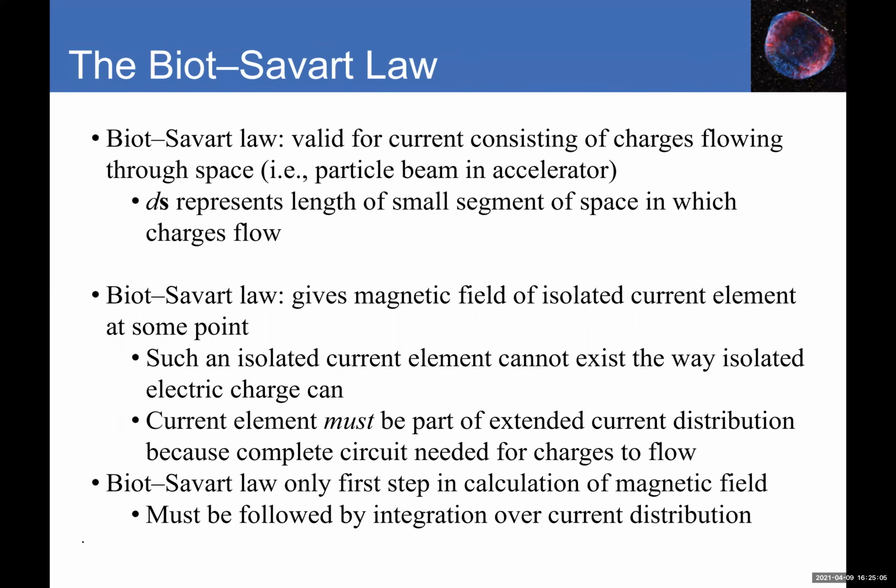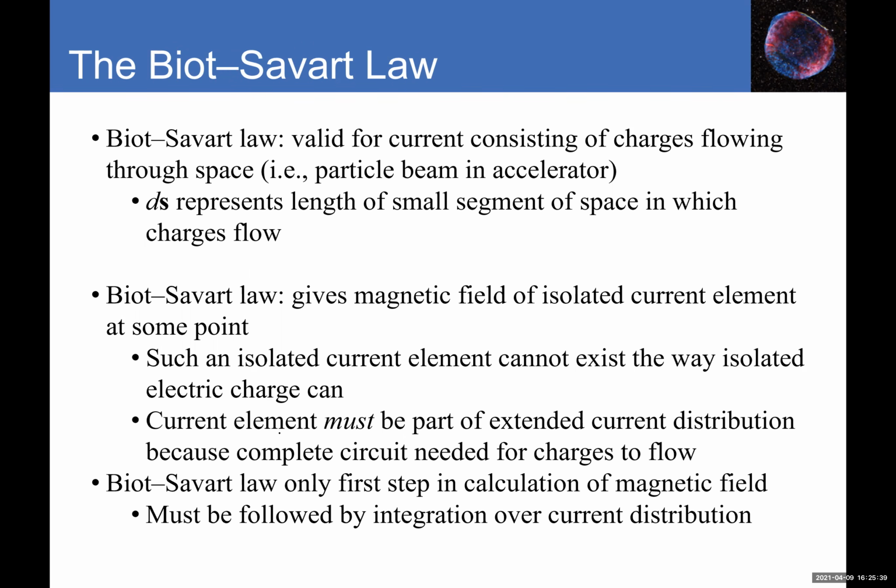Again, for this Biot-Savart law, it's valid for current consisting of charges flowing through space. That means every time you have a current, you can assume it will generate a magnetic field. ds represents the length of a small segment of space in which charges flow. The Biot-Savart law gives the magnetic field of an isolated current element at some point. Such an isolated current element cannot exist the way an isolated electric charge can.